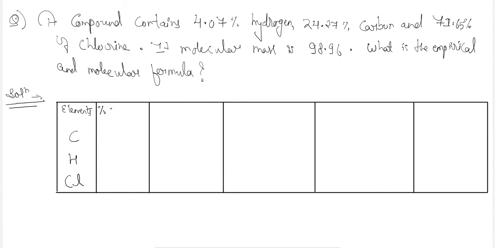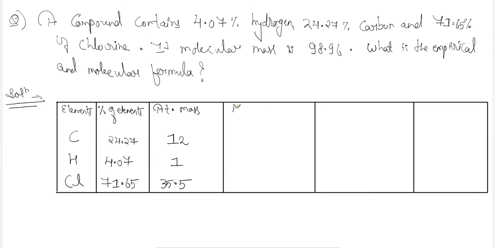Percentage of elements. Percentage for carbon 24.27, for hydrogen 4.07, and for chlorine it is 71.65. Then atomic mass for each element: carbon it is 12, hydrogen it is 1, and for chlorine it is 35.5.